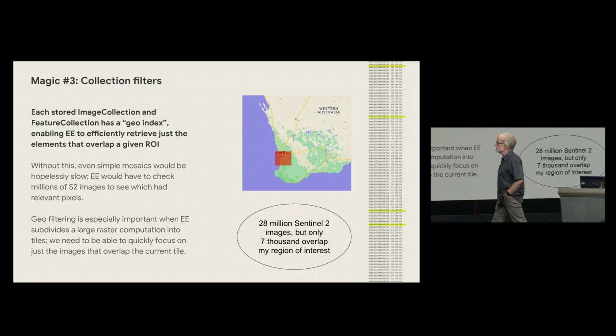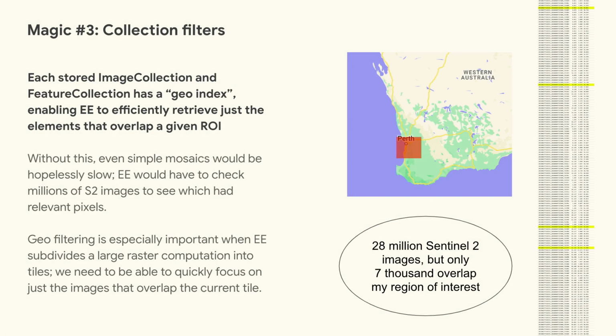Here's a really simple example. I'm working with this area in Western Australia, and I just want to do something with a Sentinel-2 composite. So I just show my Sentinel-2 composite on the map, or I do a reduceRegion on it or something. Last time I checked, there were about 28 million images in that collection in Earth Engine. Only about 7,000 of them actually overlap this region. So Earth Engine is counting on being able to go through that list of 28 million and pick out just the one image in 4,000 that's relevant to the thing it's trying to do.